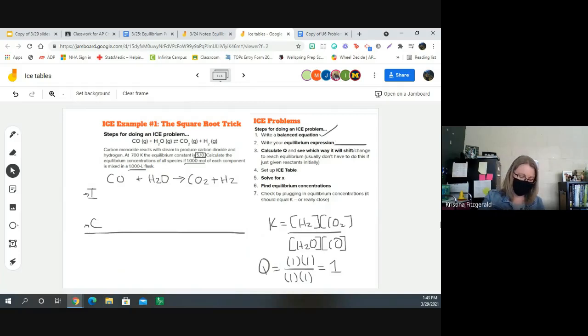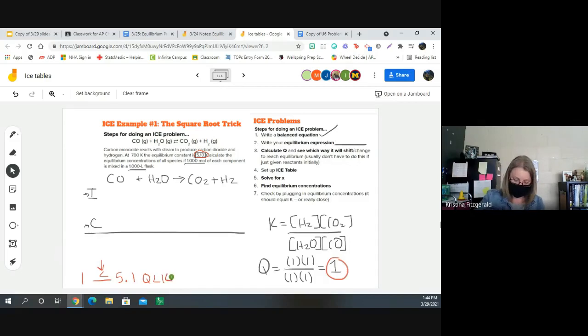So we have to decide right now. We've got K given and we have a Q value. Is 1 less than, equal to, or greater than 5.1? Where are we at? What symbol am I putting in here? Is 1 greater than or less than 5.1? It sure is less. The alligator always eats the bigger number. Okay. So we have Q is less than K.